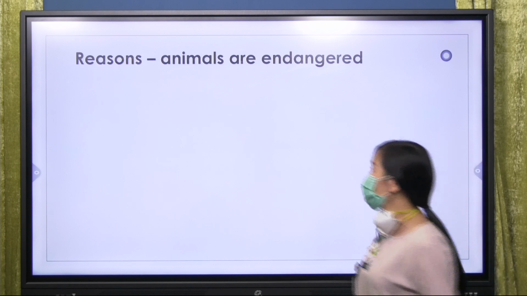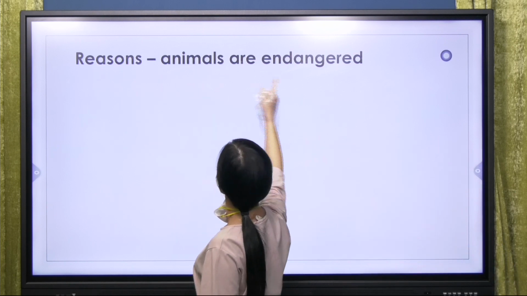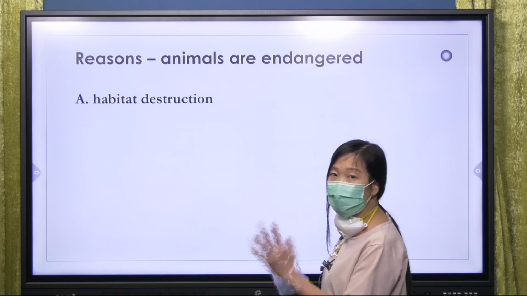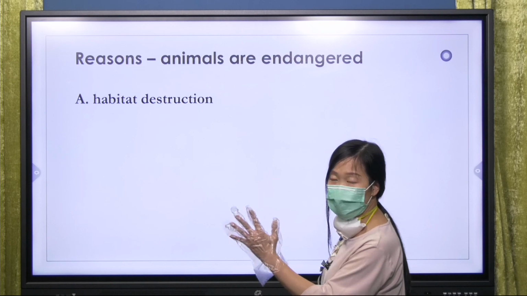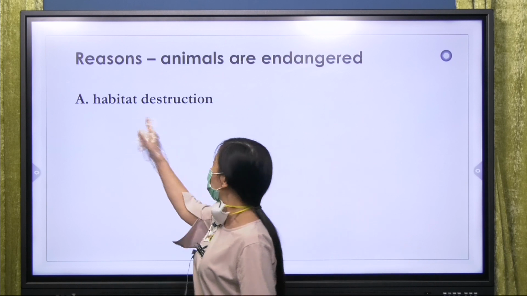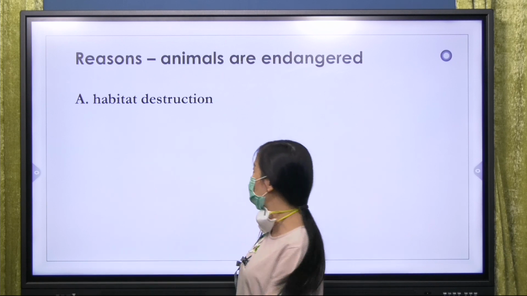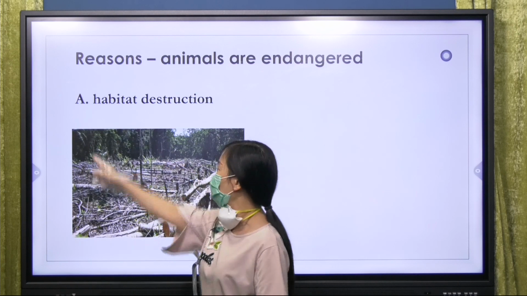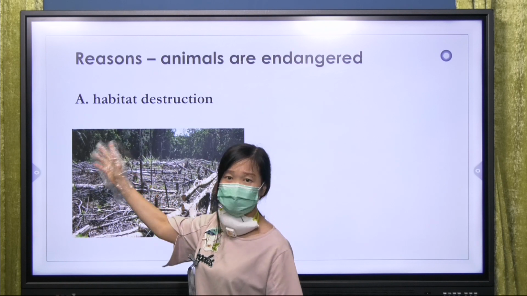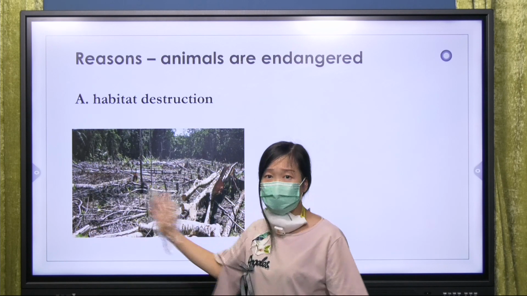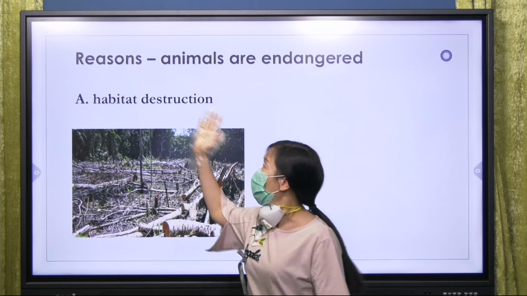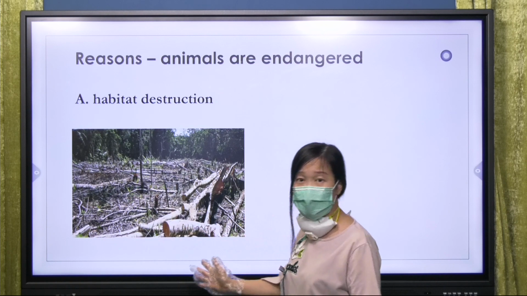And then we need to look at the reasons why these animals are endangered. You are given 4 options, A, B, C, D, in the exercise. And the first one is habitat destruction. What is habitat destruction? Look at this picture. Another word for habitat is home. The home for the animal, the habitat for the animal, destroyed like this, like a mess. So this is what we call habitat destruction.